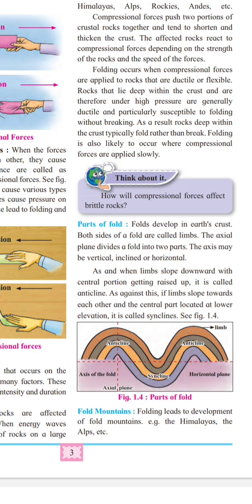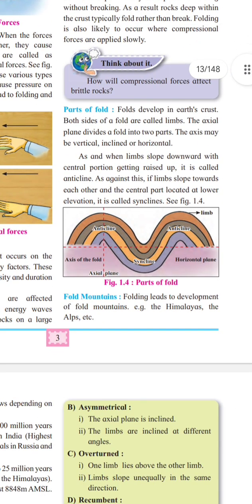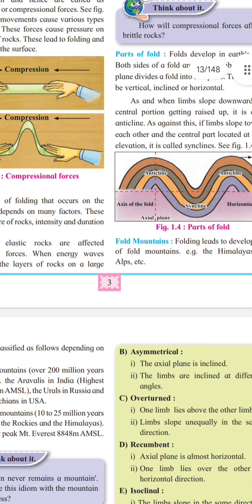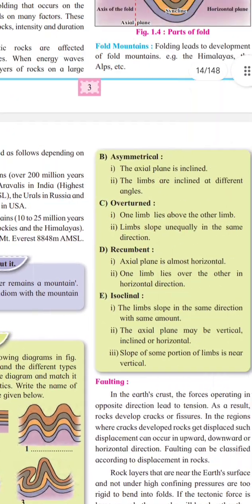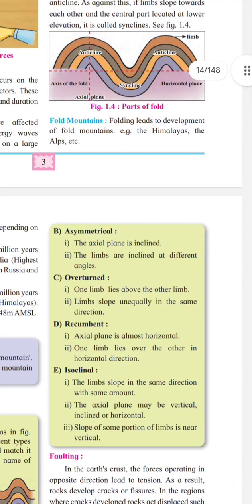Now let's understand the parts of a fold. You can see anticline, syncline, limb, and all. Limb: the two sides of the fold are called limbs. Axial plane: the imaginary plane that divides a fold into two equal parts is called the axial plane. It may be vertical, inclined, or horizontal.